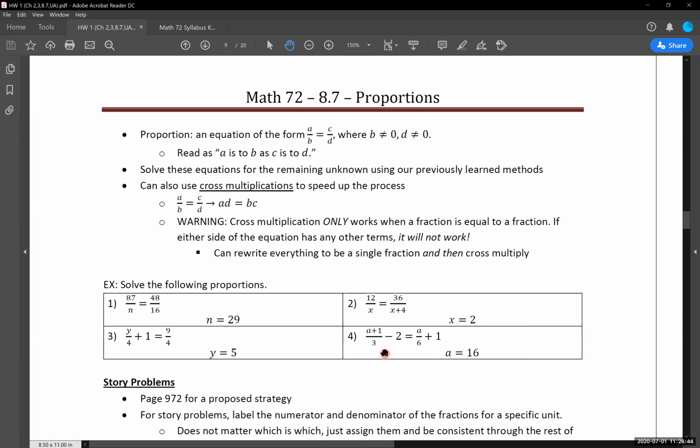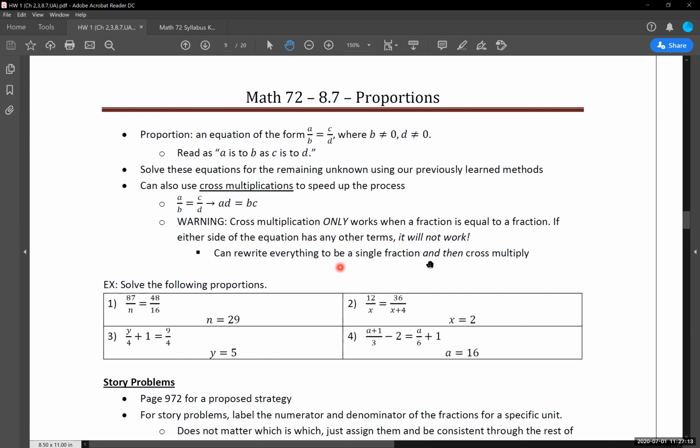And then our fourth example, same thing. I have a fraction and another term, so I cannot use cross multiplication here until I get everything down to be a single fraction equals a single fraction. There's multiple options you can take to make that happen in our fourth example and the third example. Lots of options at your disposal, lots of ways you could go about doing that.